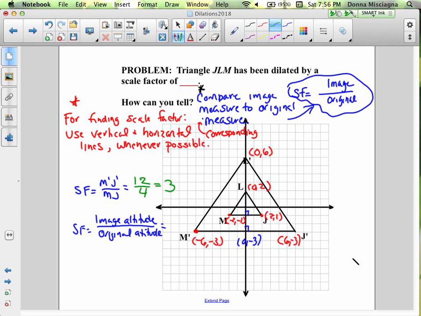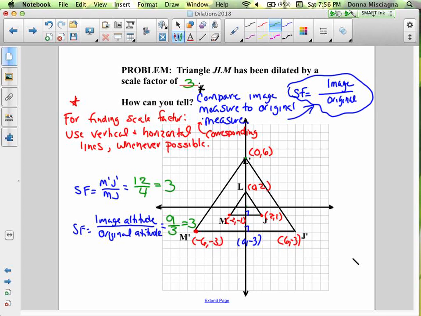Let's check with another vertical or horizontal line, in this case a vertical line, and that would be the altitude. The altitude for the larger triangle, the image, would be 1, 2, 3, 4, 5, 6, 7, 8, 9. It's going from -3 to 6. That's 9. The altitude of the pre-image, the original, is going from -1 to 2: 1, 2, 3. And again, we get 3, and we should get the same answer. If we don't, then we should check our work.